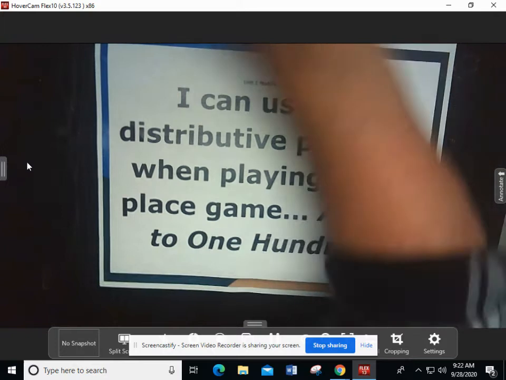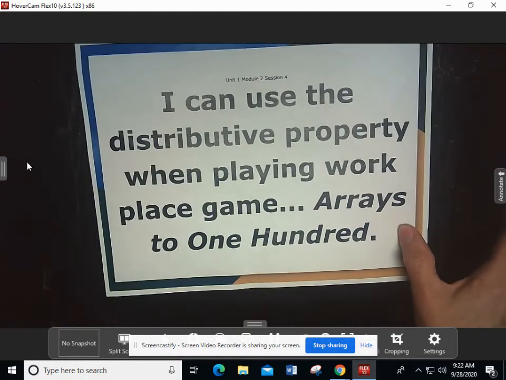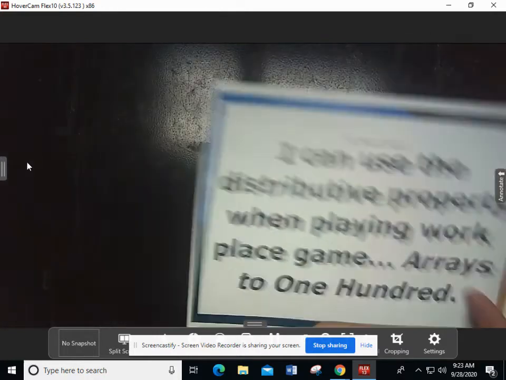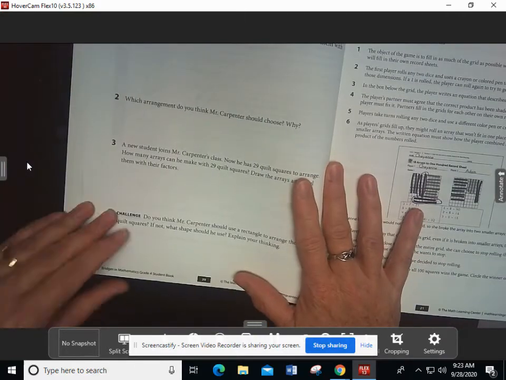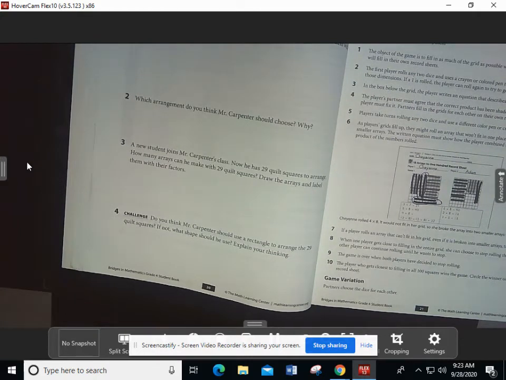And this is what we're studying once again. Last week, we introduced our I can statement as I can use the distributive property when playing the workplace game called A Race to 100. And we definitely use the distributive property, which is something I'm going to review again. But before we get to our game, everybody's going to need to find their workbook, our Bridges workbook. And we're going to be starting on page 20. We're not going to do the challenge problem.